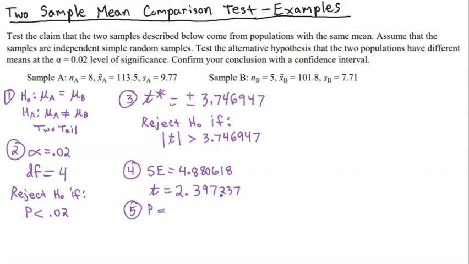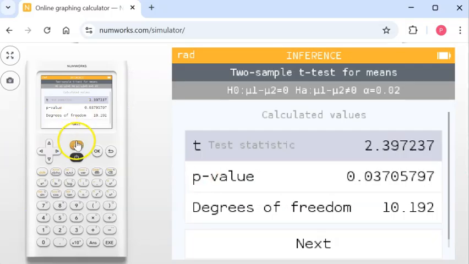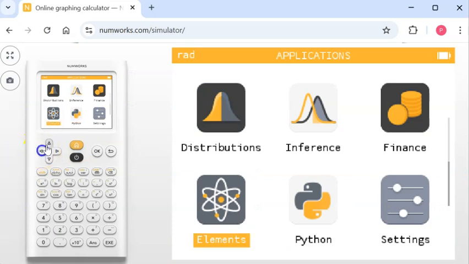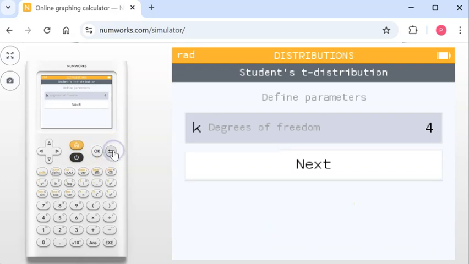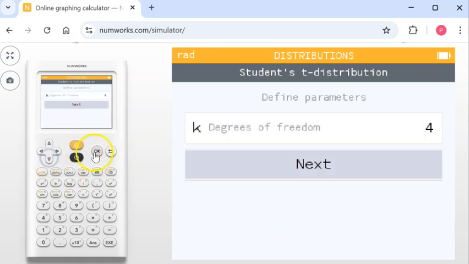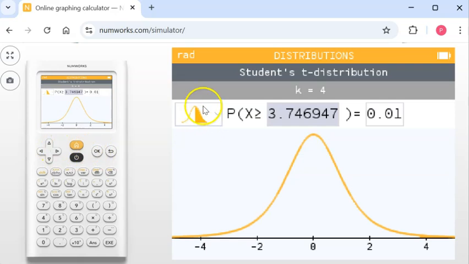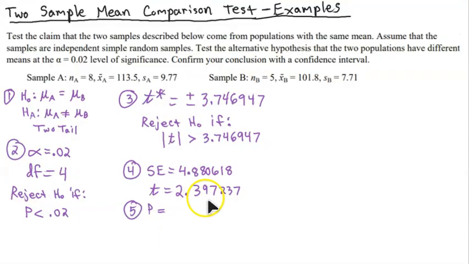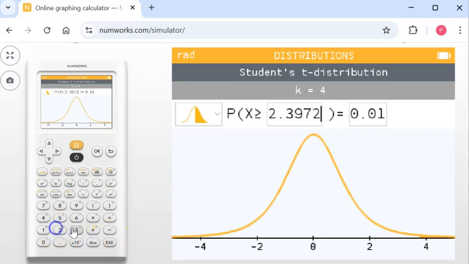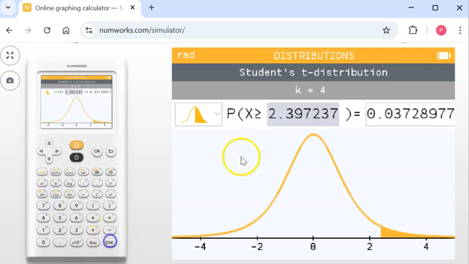So for our p-value, we're going to go to distributions. Let's make sure we got the degrees of freedom correct. We do, 4. Next, and we have the right tail test. Now, right in here, we're going to key in our t statistic, which is 2.397237. Execute, and our p-value is 0.03.